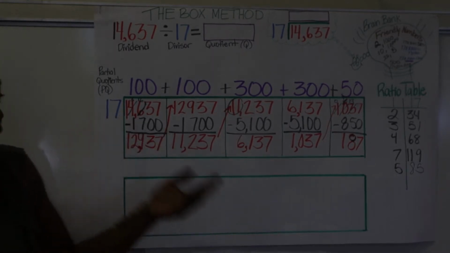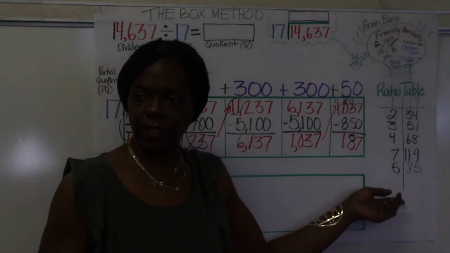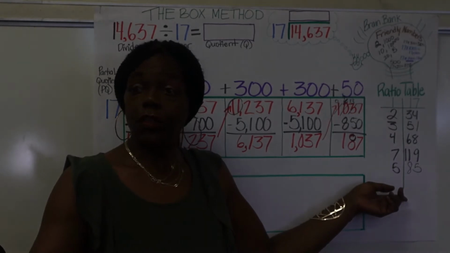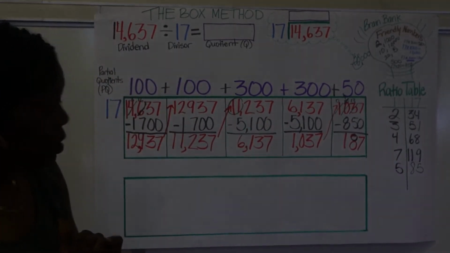By 5, 17 times 5 gave me what? 85. See how we're not even having to do too much thinking because of the ratio table? You could do it twice. Do you agree? If you agree, let me see your agree sign.